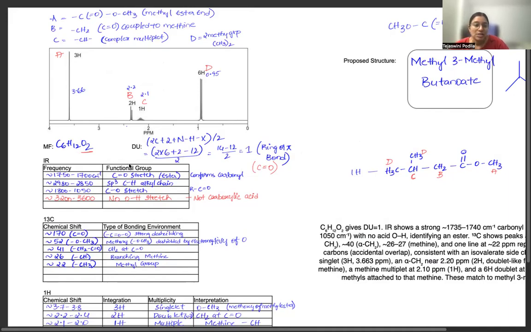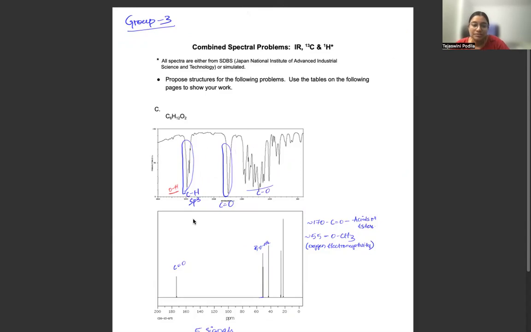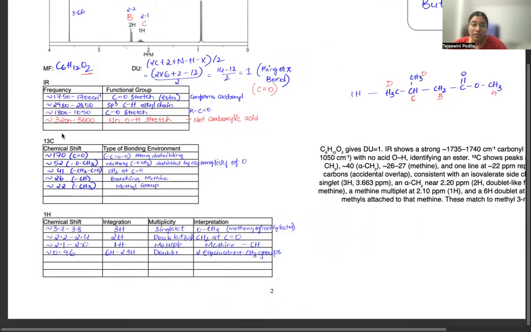Second, when it comes to the IR spectrum, there is a stretch at 1700, which highly indicates the C double bond O, which we have discussed in the DU as well. There is a stretch at 3000, which is sp3 CH bonds, and from 1500 to 1000 there are multiple stretches which indicate the C single bond O. There is also no OH stretch, which should be around 3200 to 3600, which indicates that this is not a carboxylic acid. This could be the biggest indicator.